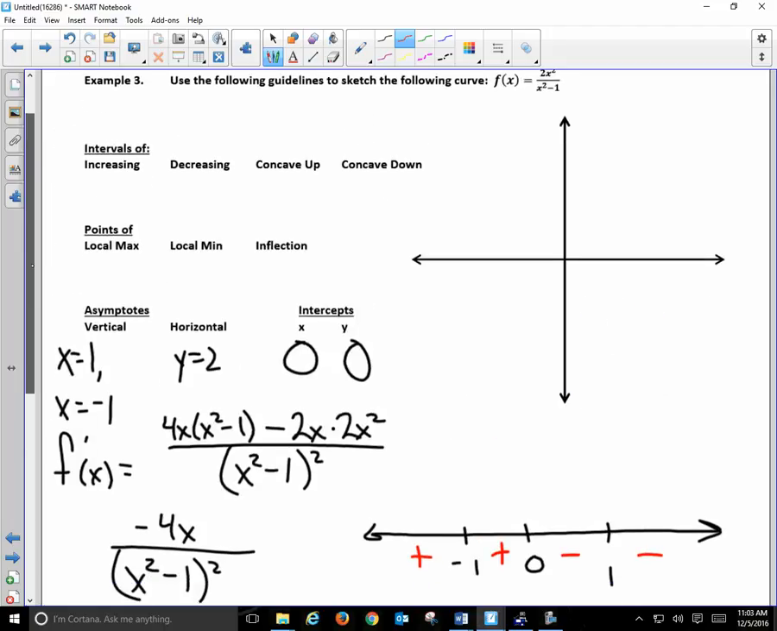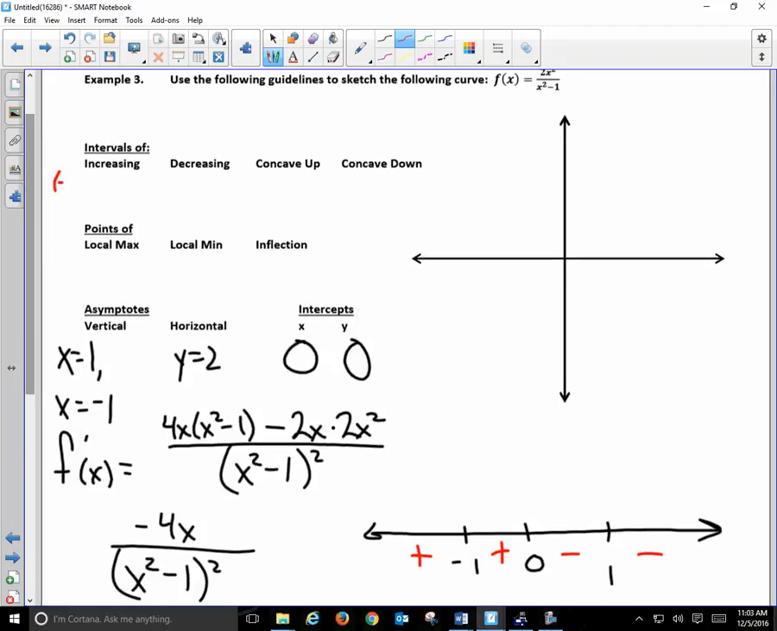So let's mark a couple of these things down. It's increasing from negative infinity to negative 1, union with negative 1 to 0. Good. And decreasing from 0 to 1, union with 1 to infinity.